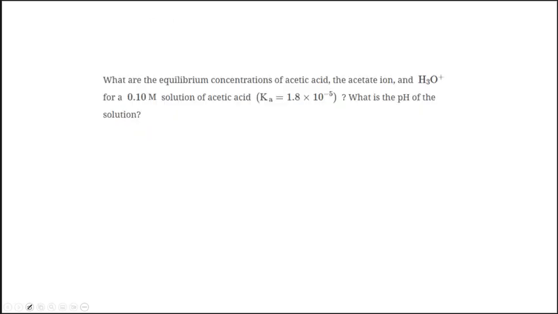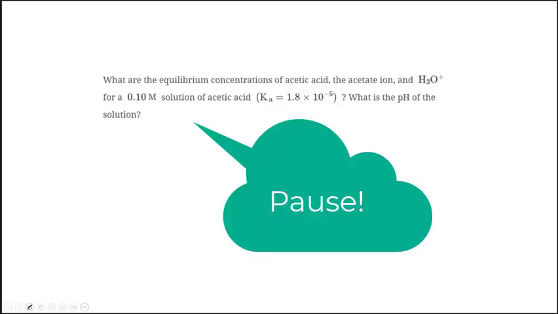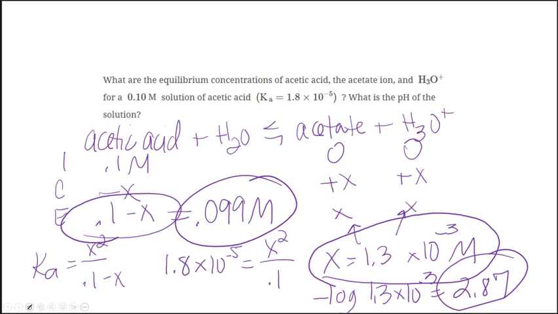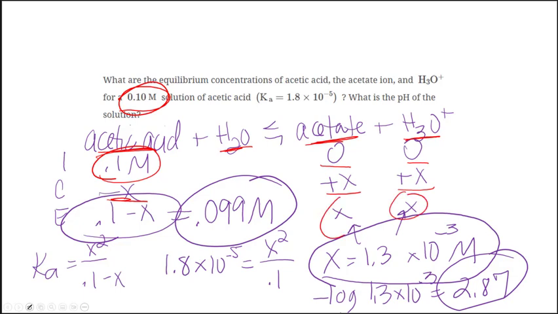Here's another one. Pause the video here to see if you can solve it. Let's see how you did. I set up my ice table. I have my acetic acid and water to give me the acetate ion and the H3O plus. I initially started with 0.1 molar and none of my products. I lost x, I gained x, leaving me with x, x, and 0.1 minus x.